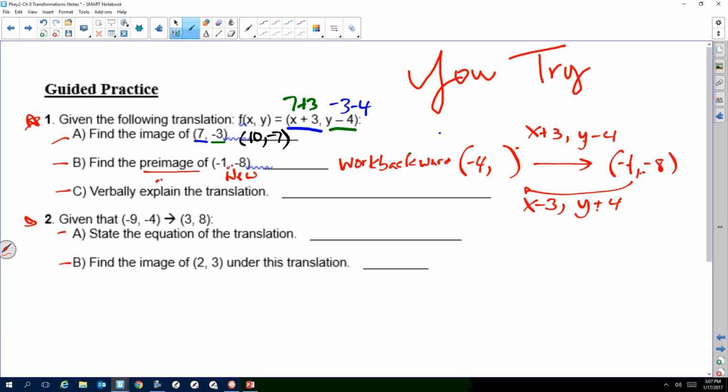And then this would be negative 4. Okay? So you have to work backwards. You have to do the opposite of the rule.